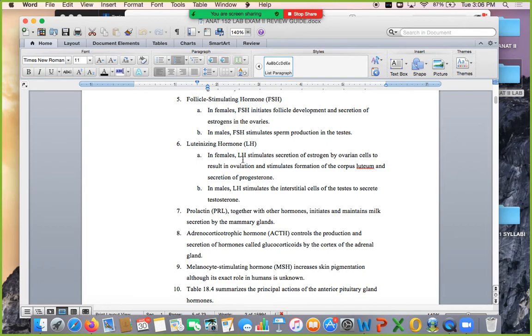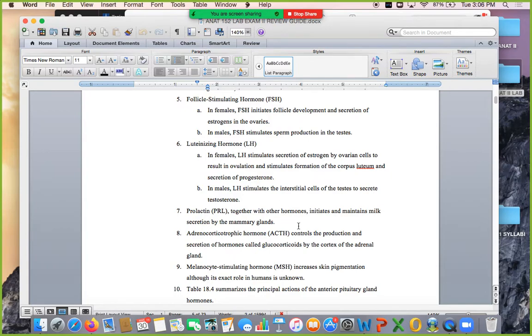LH is also involved in the female reproductive cycle. That's luteinizing hormone, and we'll talk about that when we get to reproduction and development, which is still coming up in this semester. But LH is going to help stimulate the secretion of estrogen in order to cause ovulation, and also is going to create the corpus luteum and then secrete progesterone. And in males, it's going to help stimulate testosterone secreted from the interstitial cells of the testes.